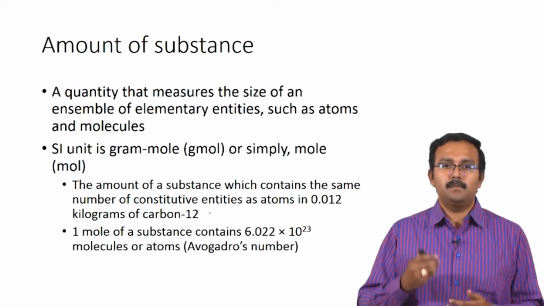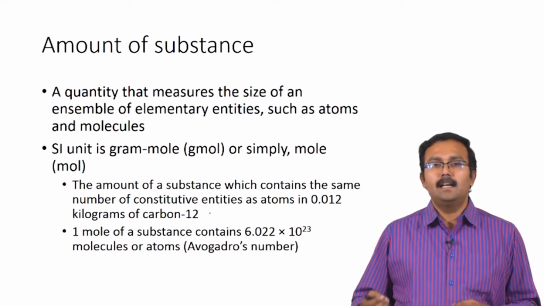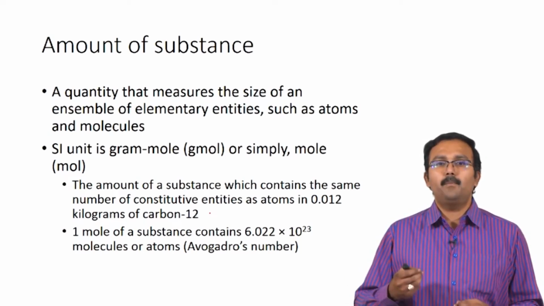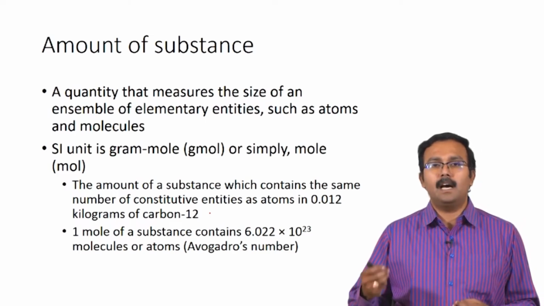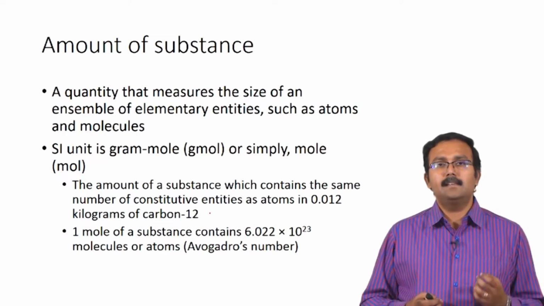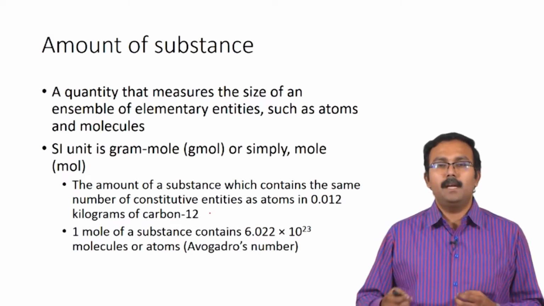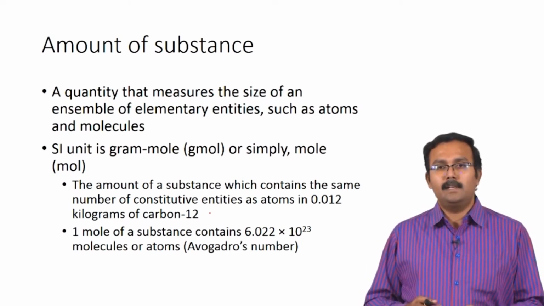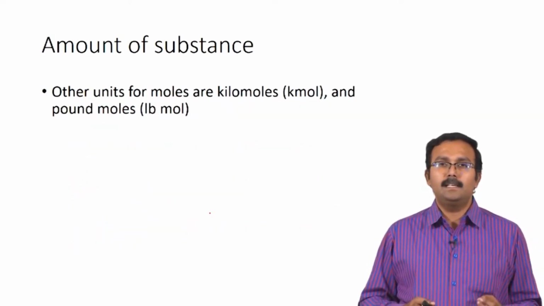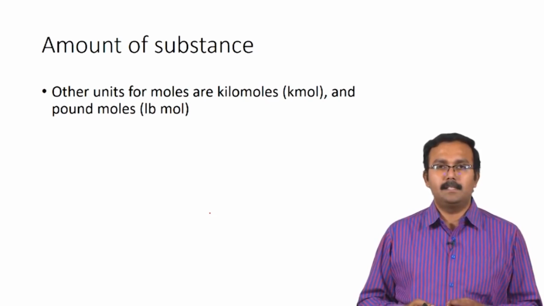The amount of substance mole is defined as the amount of a substance which contains the same number of constituent entities as atoms present in 0.012 kilograms of carbon 12. 1 mole of a substance contains 6.022 times 10 power 23 molecules or atoms. This is based on Avogadro's number. So, in addition to gram moles, you can also use units like kilomoles and pound moles. It is important for you to understand what these represent.